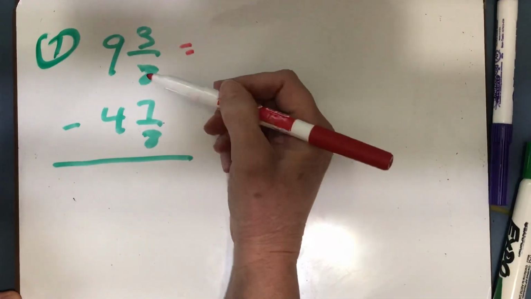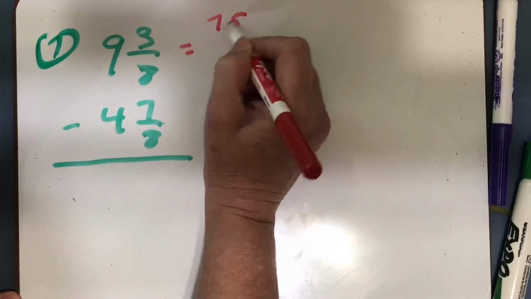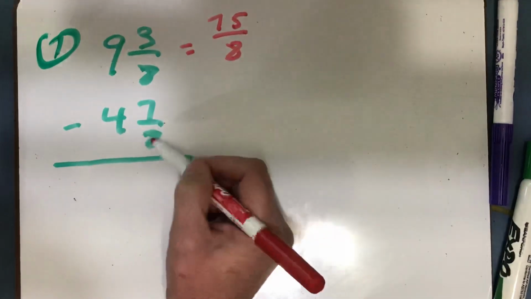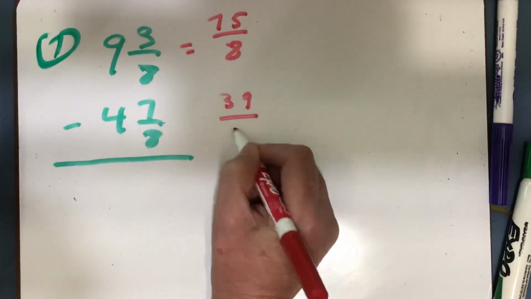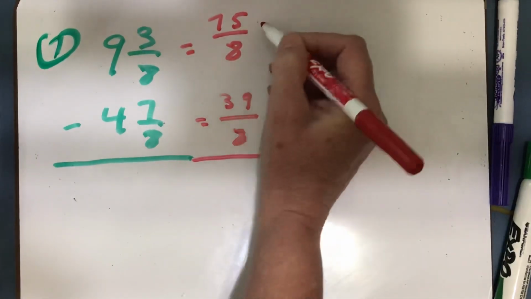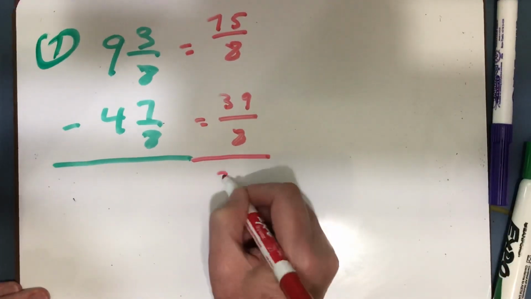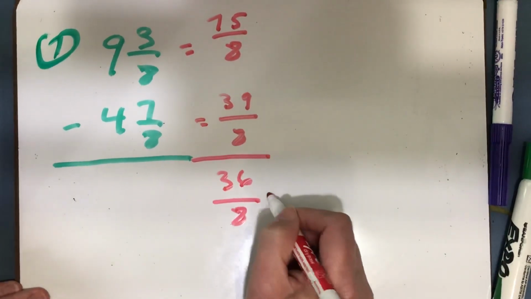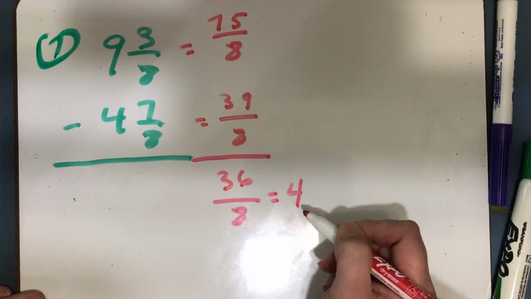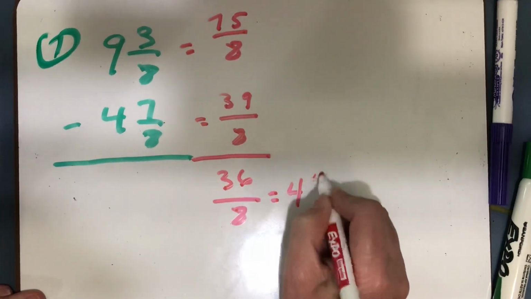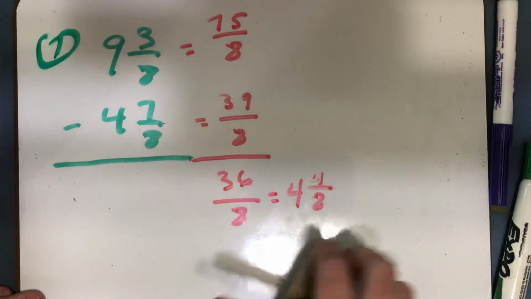So if I change 9 and 3/8 to an improper fraction, it's 9 times 8 is 72, plus 3 is 75. 75/8, and then 4 and 7/8 would be 4 times 8 is 32, plus 7 is 39. 39/8. And then I can subtract my numerators, and I still have 8 as my denominator. So when I subtract that, I get 36/8. And then I want to change that to a mixed number. 8 goes into 36 4 times, because 8 times 4 is 32, and I have 4 left over. 8 and 4/8. Okay, now that's number 7.